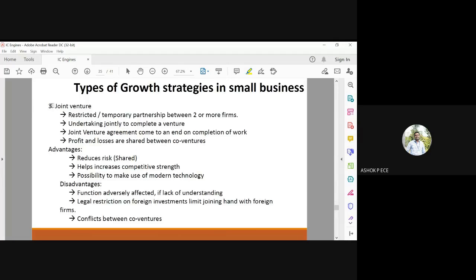So next one is JV. JV is called as joint venture. It is a restricted or temporary partnership between two or more firms. So two or more companies join together to achieve a particular goal. That is going to be JV. So undertaking jointly to complete a venture.